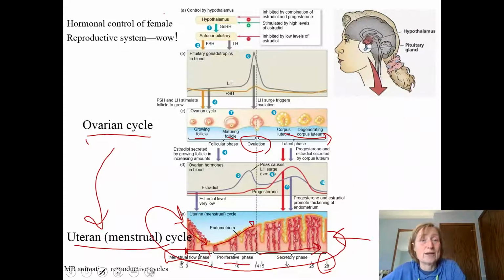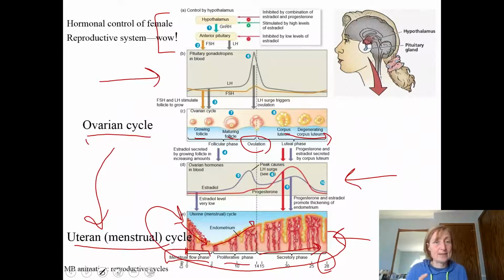So here we've got what's happening in the brain and the hormones that are released. And here we've got a set of hormones that are being released from the ovaries and how they're affecting what's going on in the uterus. So we're going to take a look at these hormones and how they affect what's happening in the ovaries and in the uterus, and how we can coordinate the ovarian cycle with the uterine cycle.